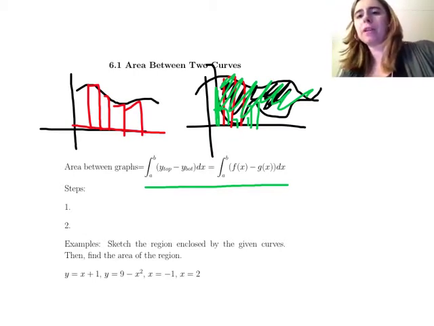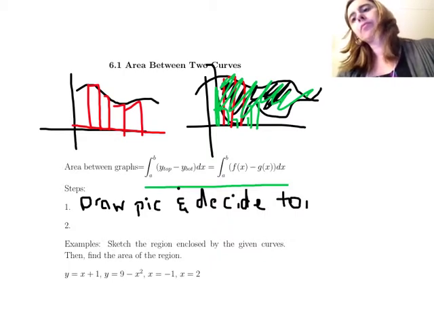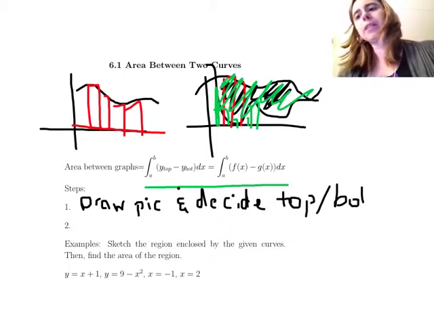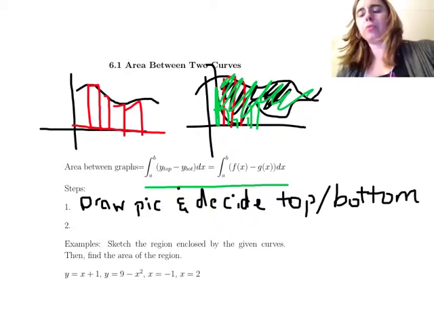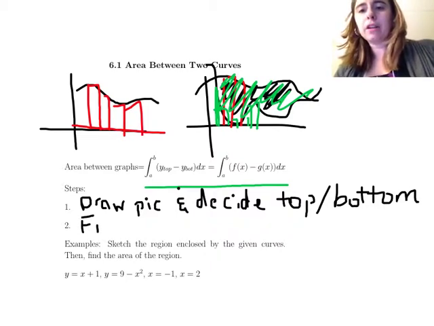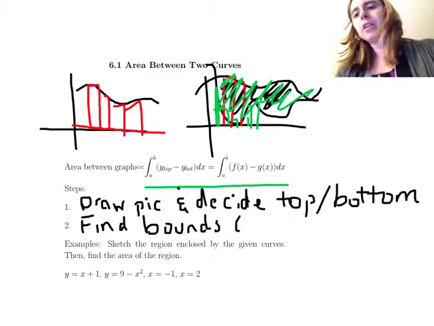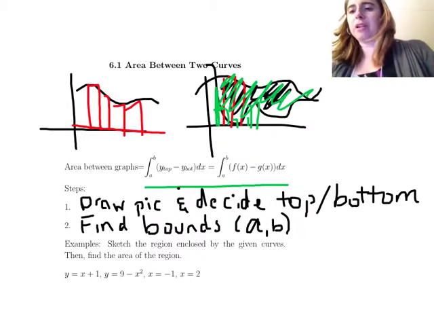So our first step when we do these curves is, if at all possible, to draw a picture and decide on what the top curve is. That's an important piece because we need to know which one we're going to subtract, higher minus the lower. And then you just need to find your bounds, and that's generally where those curves intersect, so your a and your b. And then I would say we'd have a third step, which is to integrate and get the area.